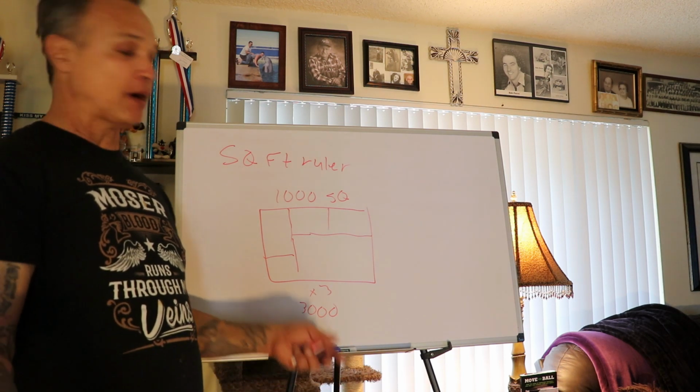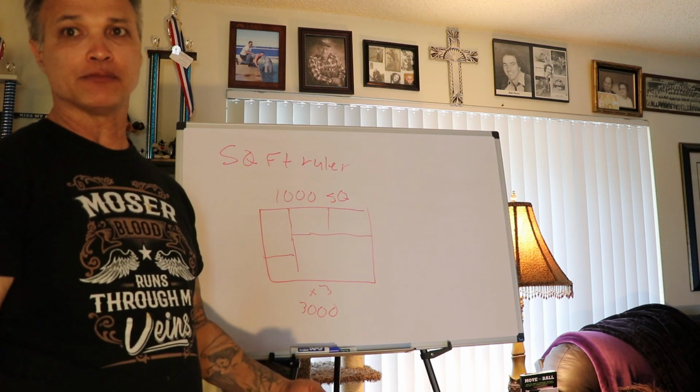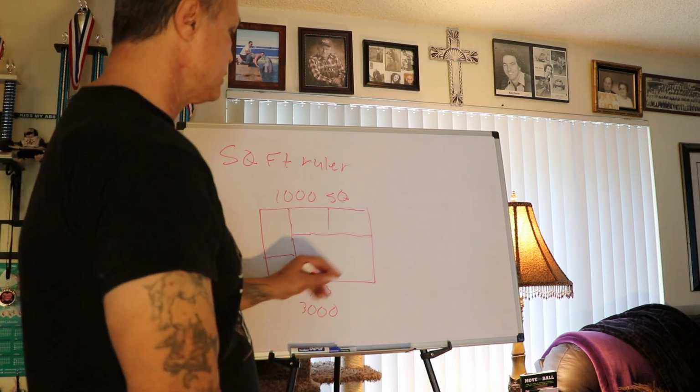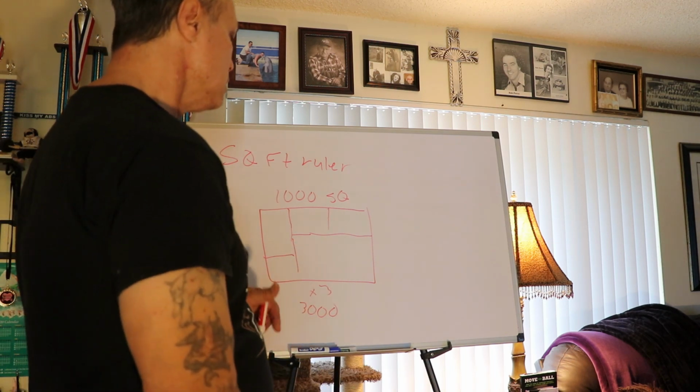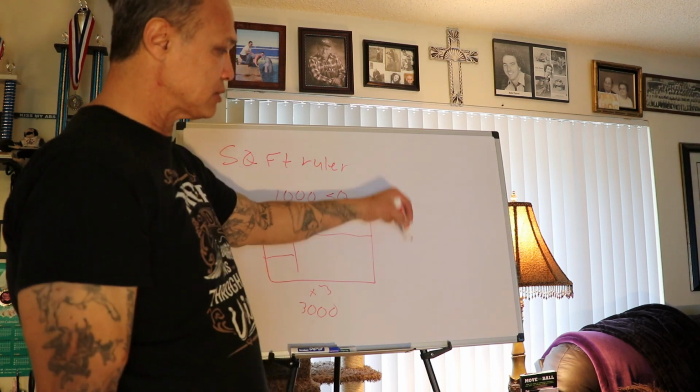So I've developed this 3 times rule. I'm probably not the only one that does it because I believe somebody taught that to me. However, the 3 times rule. And so let's just say now we got 1,000 times 3, 3,000 square feet.